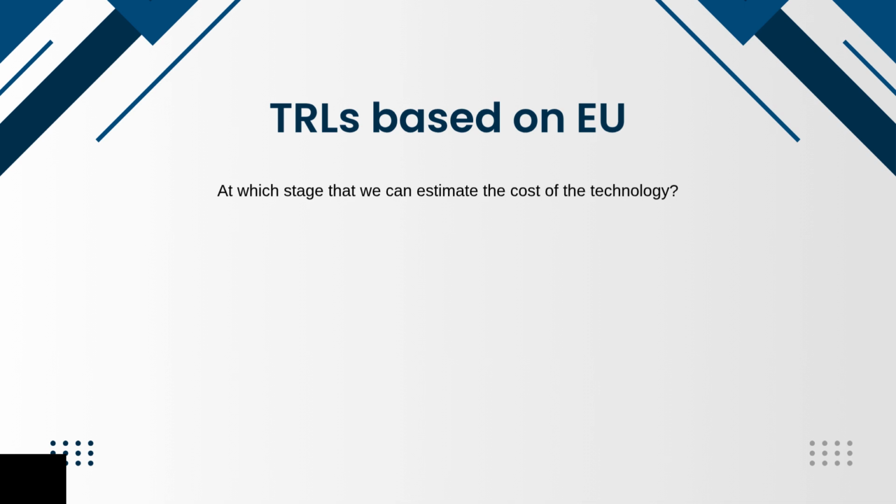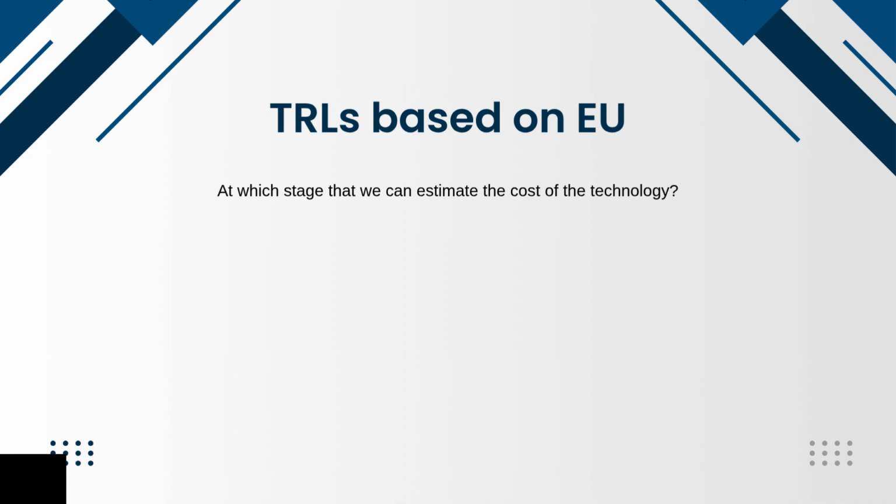Alright, now let's discuss an important question. At which stage can we estimate the cost of a technology? The answer depends on the technology readiness level, or TRL, because the accuracy of the cost estimation improves as the technology becomes more mature. At the early stages, from TRL1 to TRL3, it is very difficult to estimate the actual cost of the technology. This is because the technology is still at the research and concept development stage.